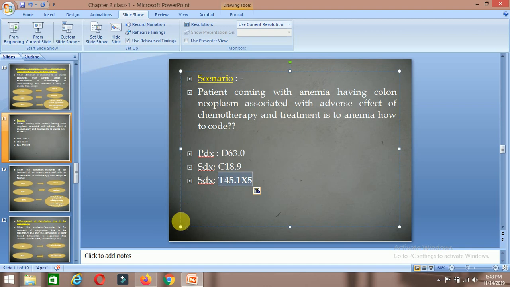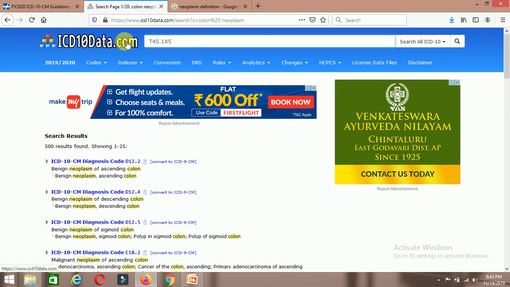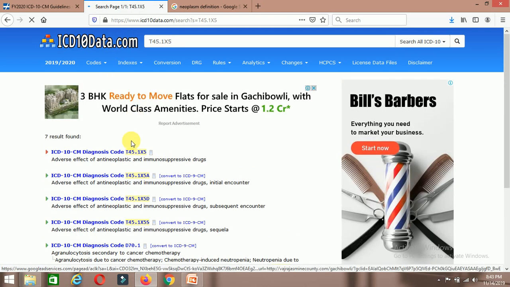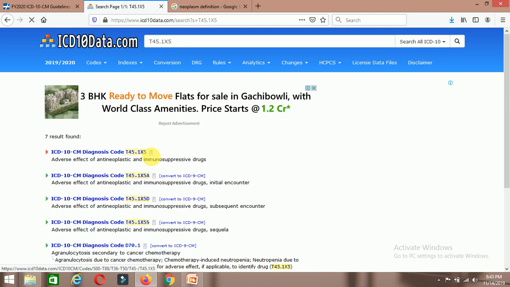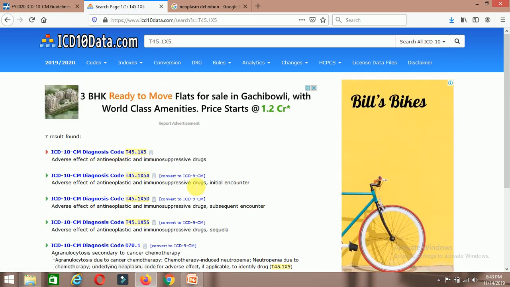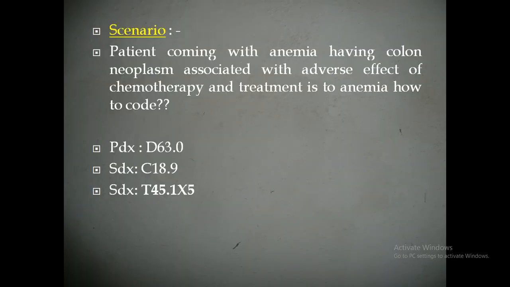So in order to understand clearly, we will see in the software here. So this is nothing but the adverse effect ICD. This is a complication code: adverse effect of the anti-neoplastic and immunosuppressive drugs. So like that we have to sequence the ICDs whenever patient is having adverse effect of the chemotherapy, and along with that he is having anemia and neoplasm, and treatment is only to the anemia. So this is the sequencing.